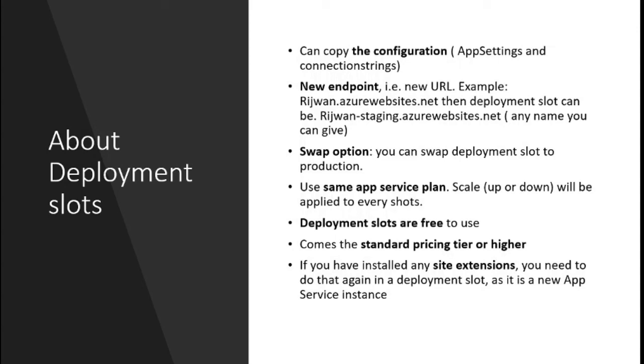Let's say you have a URL called rizwan.azurewebsites.net, then your deployment slot can be rizwan-staging.azurewebsites.net, or you can give your own custom slot name, like rizwan-demo or rizwan-uat, whichever name you prefer. The swap option is there, which means you can swap between different slots at any point.